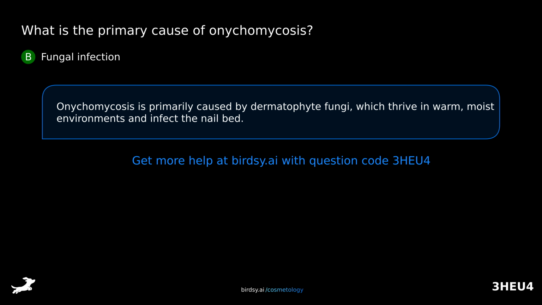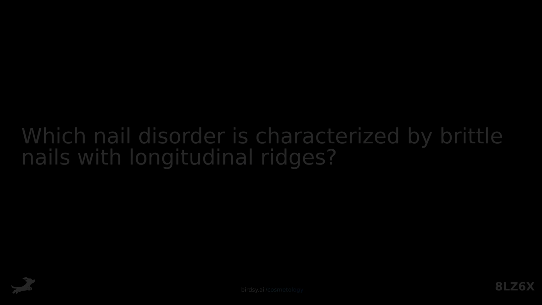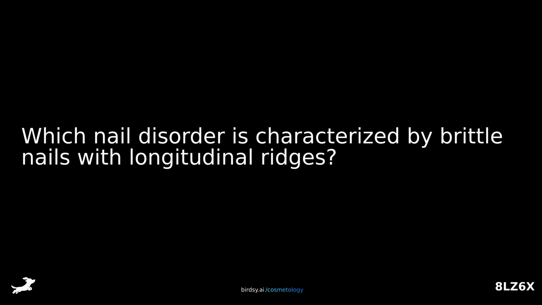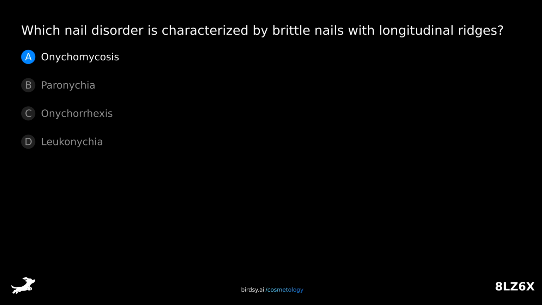Onychomycosis is primarily caused by dermatophyte fungi, which thrive in warm, moist environments and infect the nail bed. Which nail disorder is characterized by brittle nails with longitudinal ridges? Is it A, onychomycosis, B, paronychia, C, onychorrhexis, or D, leukonychia?